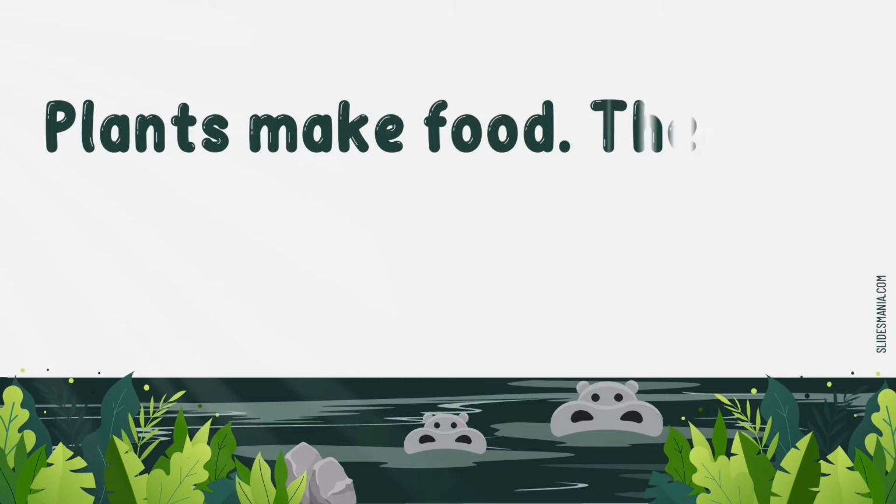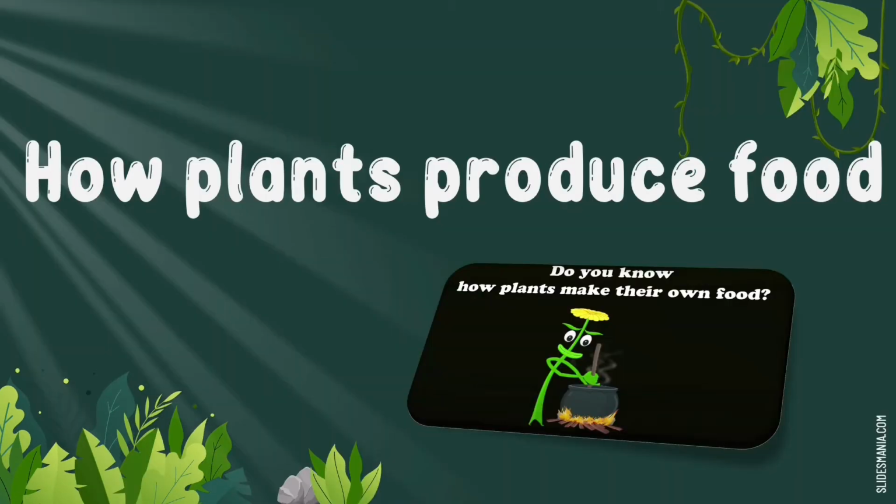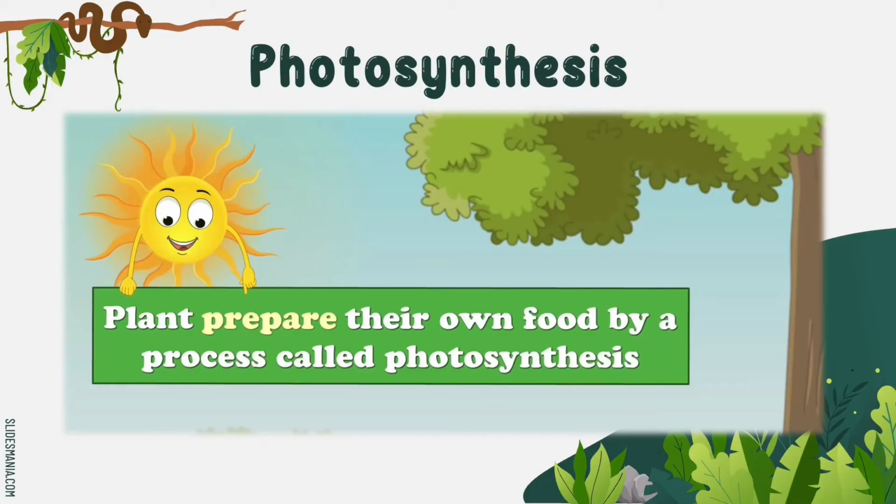Now, plants make food, so they are known as producers because they are producing, they are making their own food, right? Now, do you know how plants make food? Do they cook? No. Plants prepare their food by a process called photosynthesis. So, when the plants prepare their food, this process is called photosynthesis. Now, let's study in detail about photosynthesis.